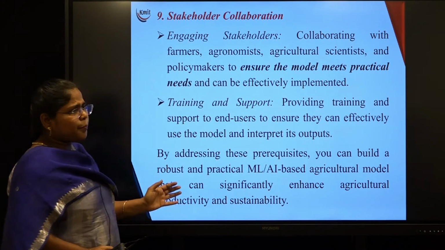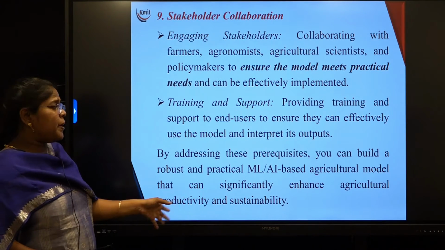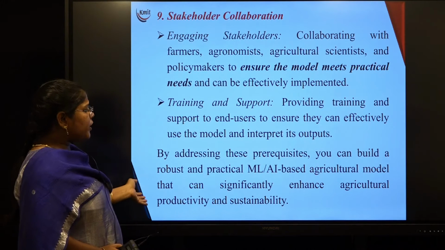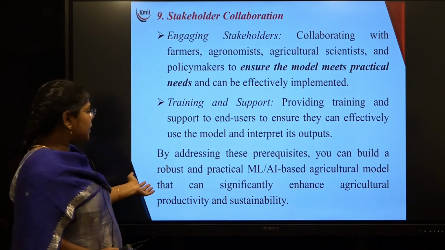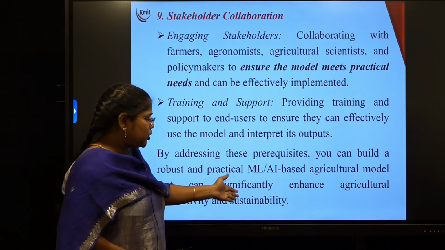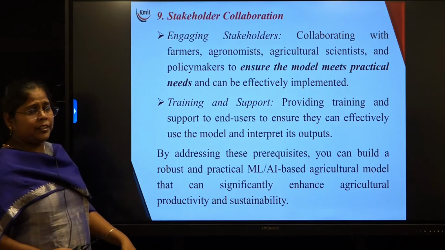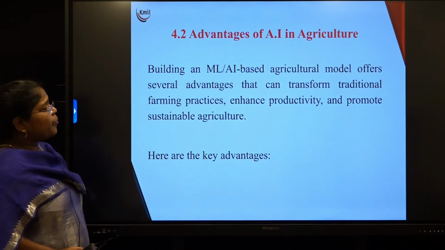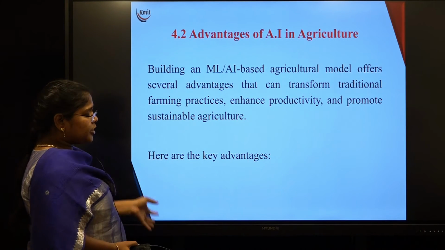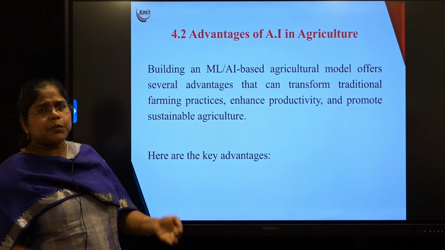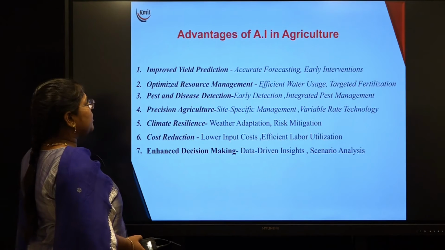These are all the prerequisites to design a practical ML and AI based agriculture model. So always we build a model which is robust, and which should also significantly enhance agriculture productivity and sustainability. Next, coming to the next topic, advantages of AI in agriculture. We saw the different steps to design the end-to-end model for agriculture. There are advantages and disadvantages.